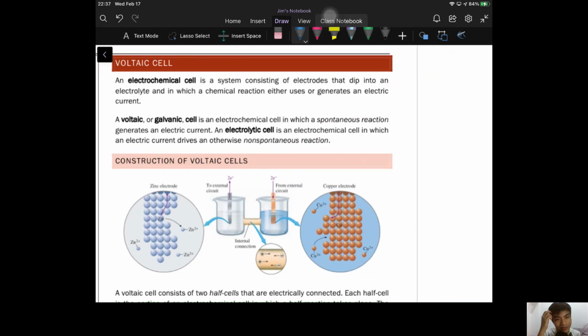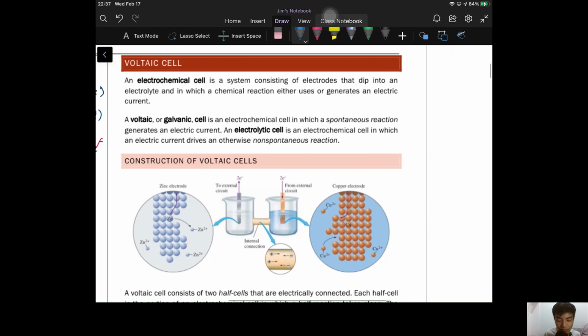Okay. So in the electrochemical cell, that is a cell composed of electrodes and the solution which either uses or generates electric current. No? So dalawang uri yan. Meron tayong voltaic cell or galvanic cell. That is a cell or electrochemical cell which produces electricity because of the spontaneous reaction. Okay. So, ibig sabihin, ito yung ginagamit natin sa batteries natin. No? Okay.